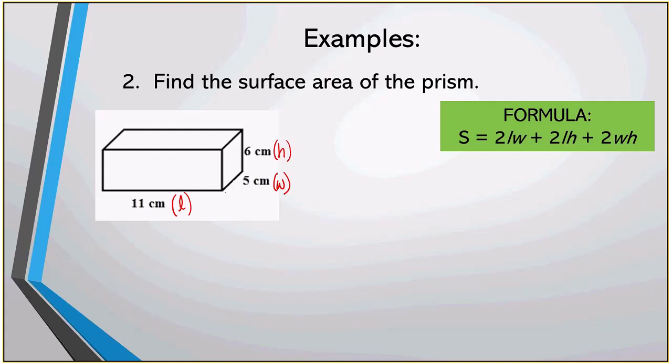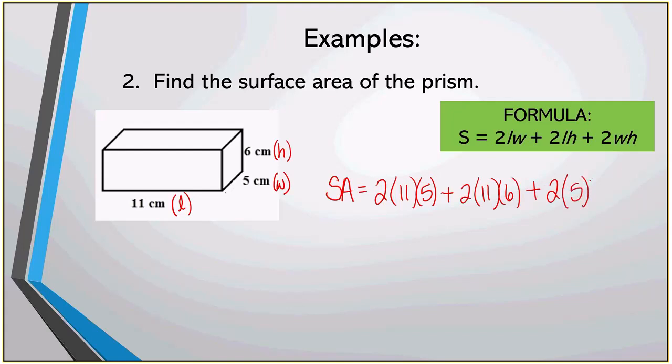Okay, so let's plug into our formula. Surface area is going to equal 2 times 11 times 5 plus 2 times 11 times 6 plus 2 times 5 times 6. So I'll go ahead and give you a minute to see if you can get the right number. Don't say anything yet out loud.